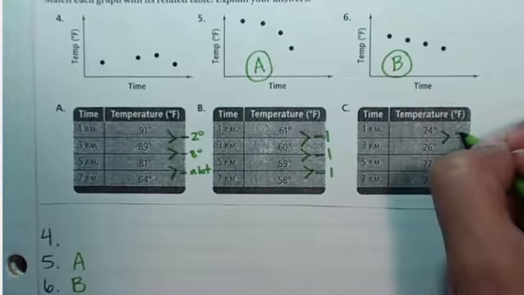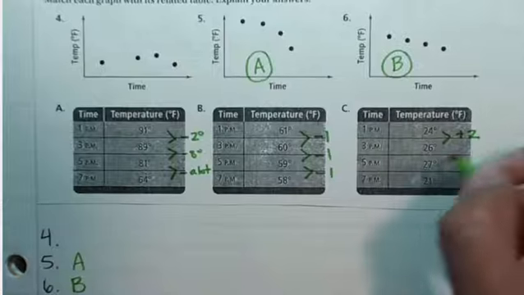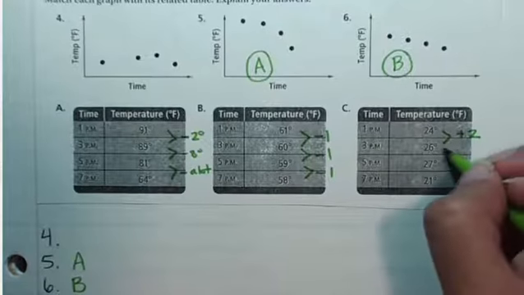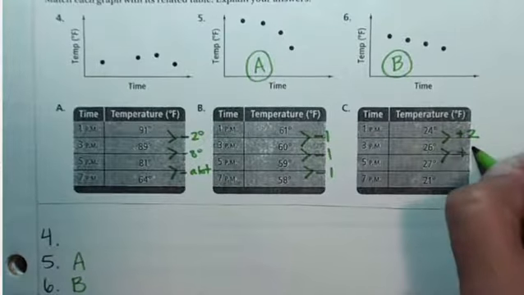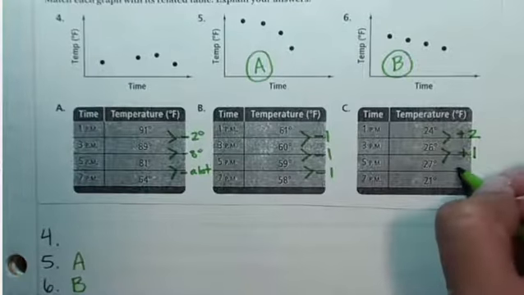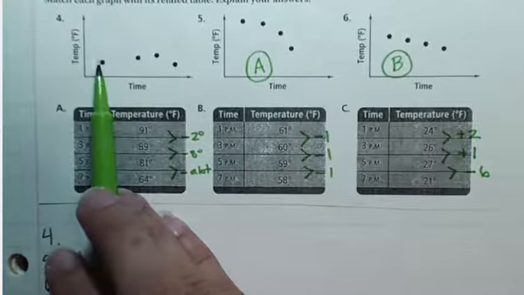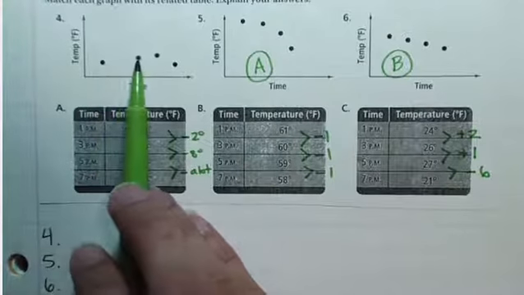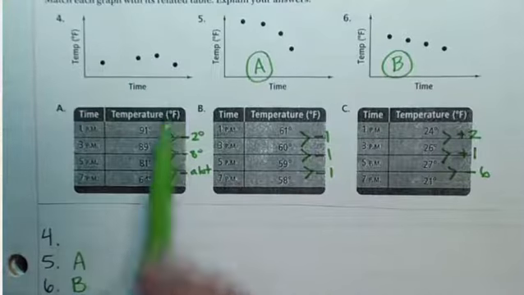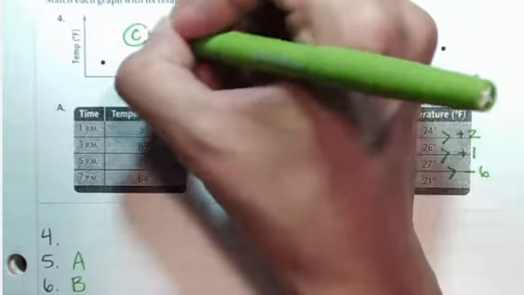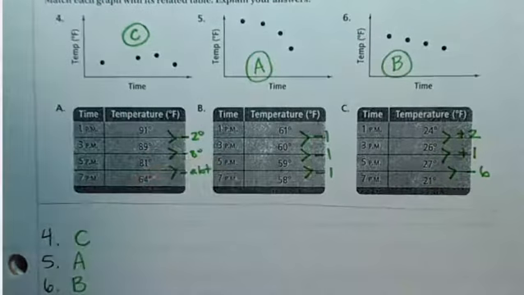And this last one, it went up 2 degrees, sorry. Then it went up 1. And then it went down 6. So if I look at this last one, okay, here's 24 degrees. It went up 2, then it went up 1, and then it went down 6. So C would be the best for the fourth one.